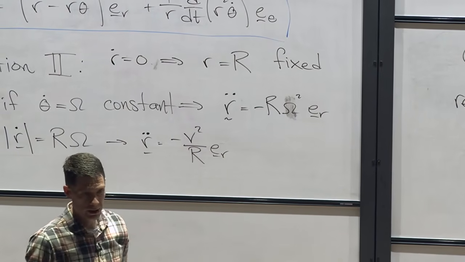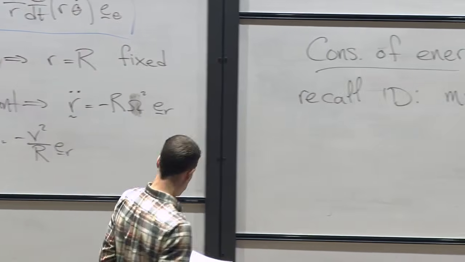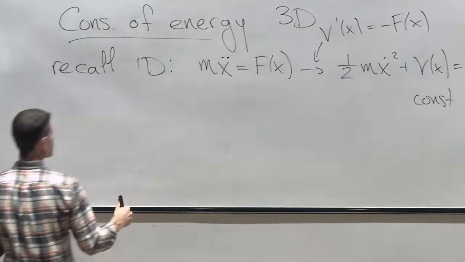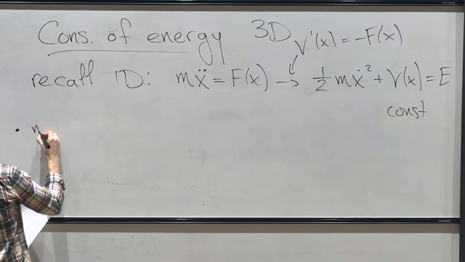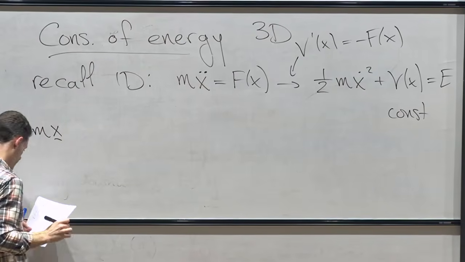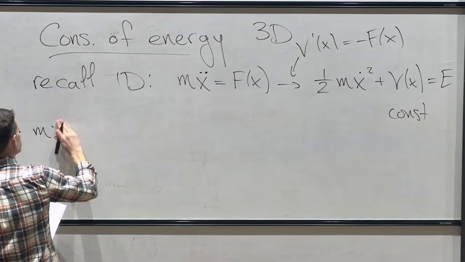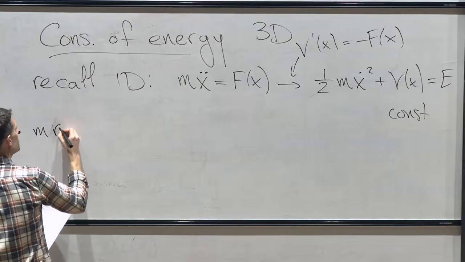So that's what we've done in 1D. In 3D, it's going to look very much the same. So if I have m vector x, I want to do it that way. Let's do vector r, because that's what we're doing over here.